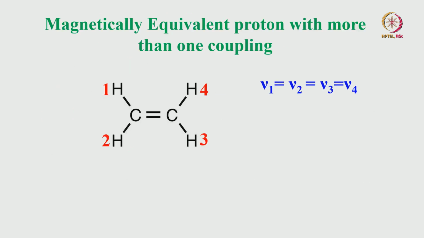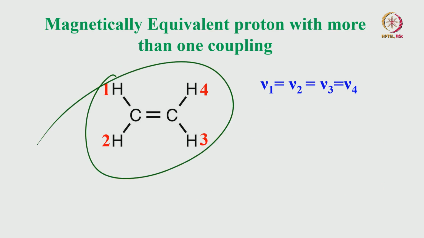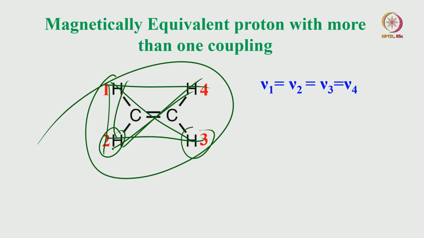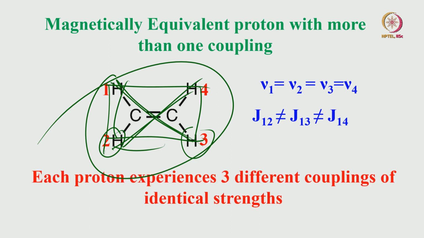This is another example, ethylene. In ethylene, all the 4 protons are chemically equivalent, but the 1,2 coupling is different from 1,3, different from 2,4 or 1,4. Similarly, consider 2: this coupling and this coupling are different. Consider this and these couplings are different. So, ethylene also is a classic example of magnetically equivalent spins with 3 different couplings. Benzene is also an example of magnetically equivalent spins with 3 different couplings. So, these are all classical examples of chemically and magnetically equivalent spins with multiple couplings.